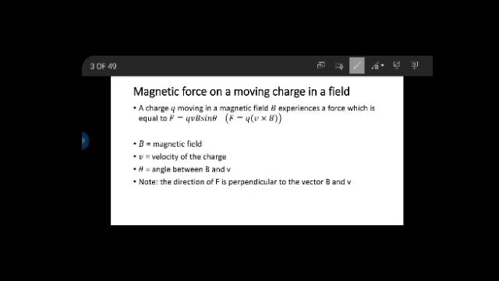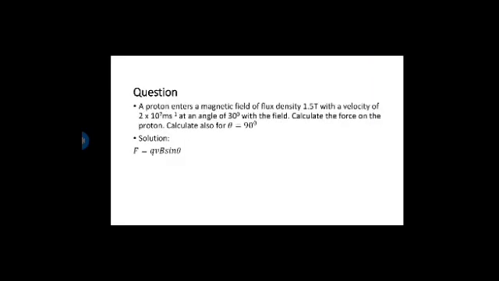Now, what that means is that the force experienced by that charge depends on the magnitude of the charge, which is Q, the velocity of the charge, which is V, and the magnetic field with which the charge is interacting, which is B. Then sine theta, which is the angle the charge makes with the field. So any charged object that moves in a magnetic field will experience a force which is equal to QVB sine theta.